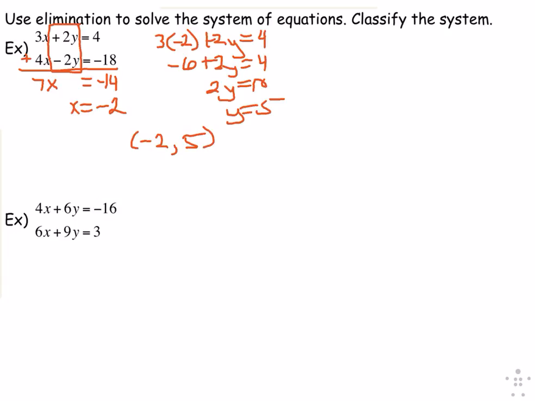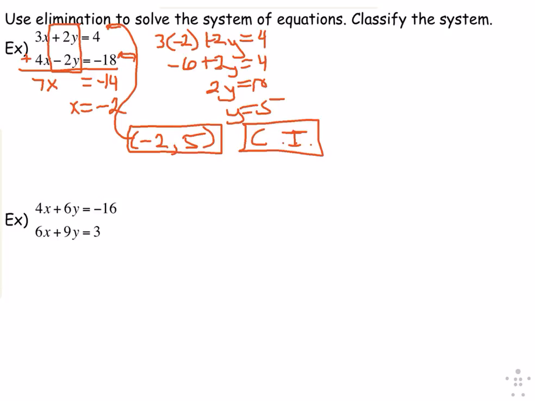And you could always check your answers by taking that ordered pair, like we learned in 3.1, substituting back into either equation in the original system, and ensuring that you have equality. So we presented our answer as an ordered pair, and then because there is only one solution, it is consistent and independent for the classification.